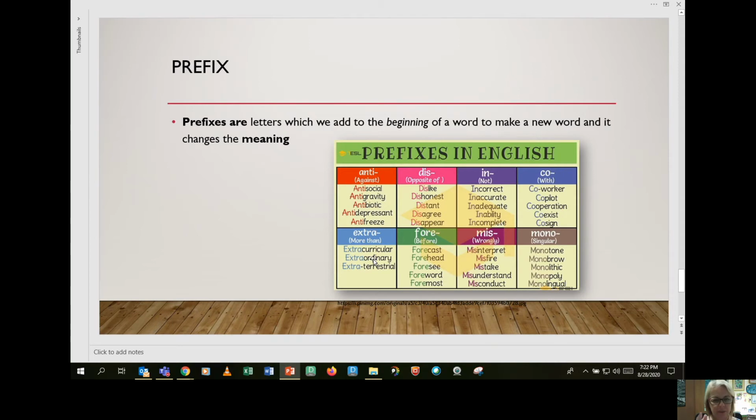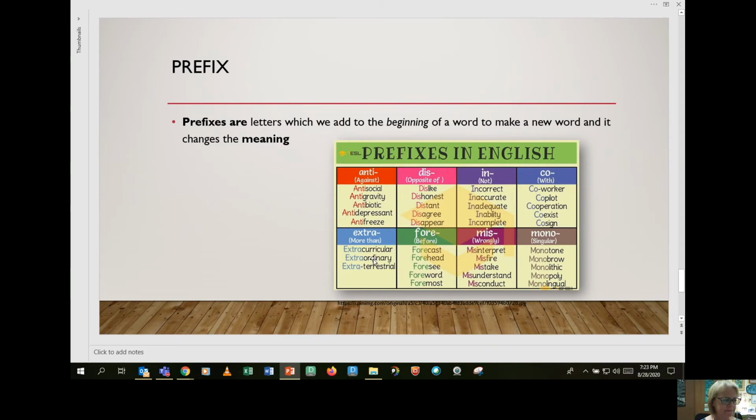Now, what does a prefix do? It has a job. Well, a prefix's sole job is to change the meaning. So if I add pre, it means before something. So here's a list. I have anti, which means against. So if I'm anti-social, it means I'm not a very social person. I'm against going to parties. I like to be alone.